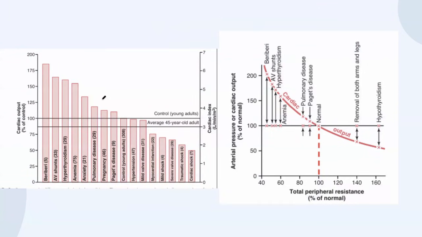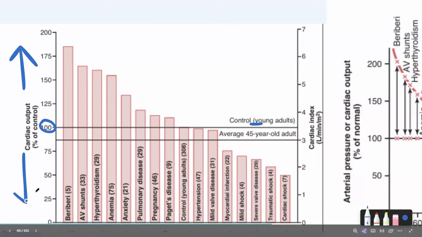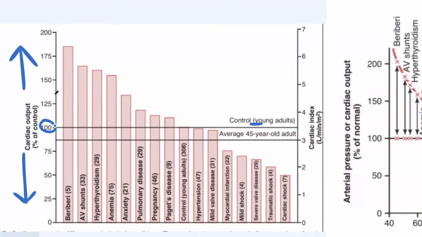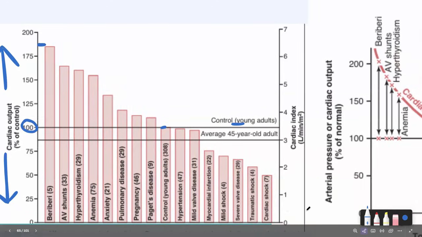Now, if you look at this graph, the control is young adults. Cardiac output here is 100%. Here the cardiac output is increasing, and here the cardiac output is decreasing. Above 100%, what do we have? The highest one here is beriberi, which has a high cardiac output. Then you have AV shunt, hyperthyroidism, anemia, anxiety, pulmonary disease, pregnancy, Paget's disease. And then you have the control, which is 100%. Below 100% is when you have decreased cardiac output. So you have hypertension, valve diseases, shocks and myocardial infarctions.